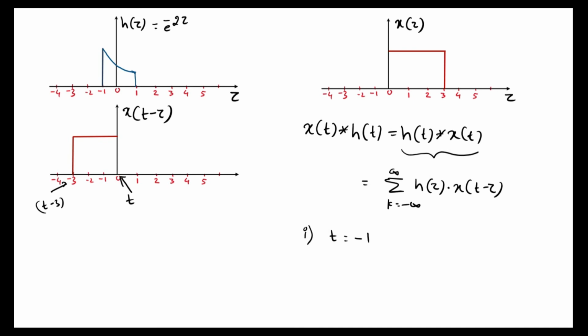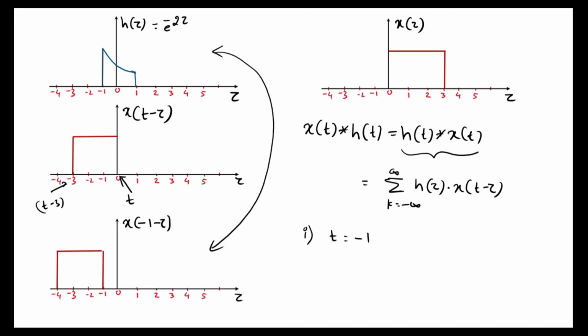Now I will draw x of minus 1 minus tau. Here we can observe that for t equal to minus 1, x of minus 1 minus tau and h of tau do not overlap. Therefore we can write y of minus 1 is equal to 0. So y of t is equal to 0 for t less than or equal to minus 1 and greater than minus infinity.